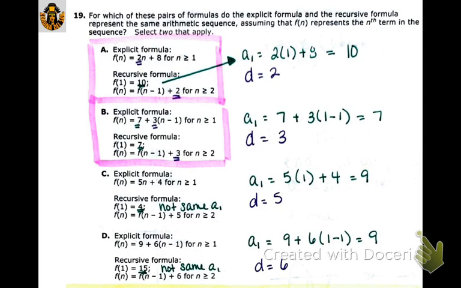Okay, pretty much same directions here. We're just trying to see which ones actually work. And again, that inequality business just means that you're allowed to plug in 1 or bigger, and this means you're allowed to plug in 2 or bigger. And that's when the formula starts working.